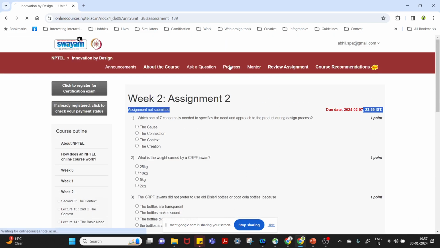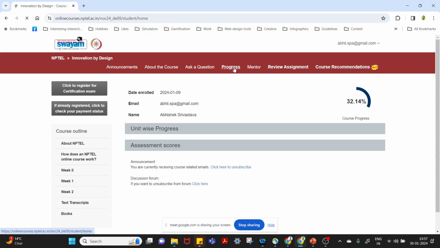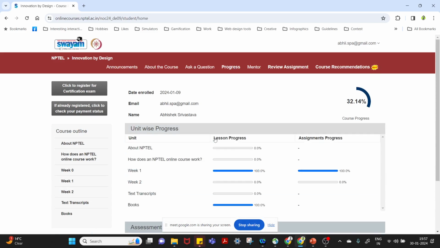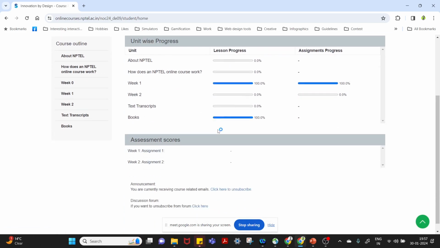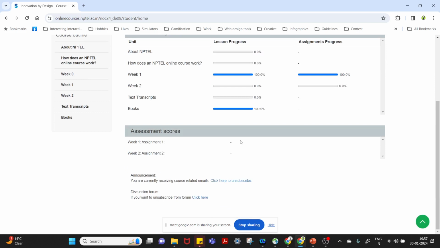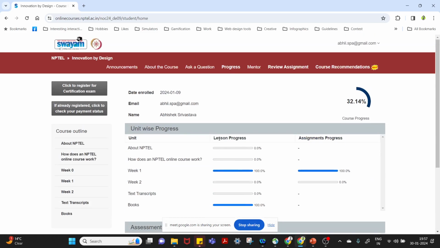Once you have submitted, you'll be able to see your progress in the progress bar. You click on the progress, eventually you'll be able to see the progress, right? So here you can actually see the assignment progress and the lesson progress. Once the deadline is over, that is after the 7th of Feb, you will start getting your scores here. Okay, so week one score would be visible, week two score would be visible. The idea is to make you aware of how well you are progressing in this particular course, right?